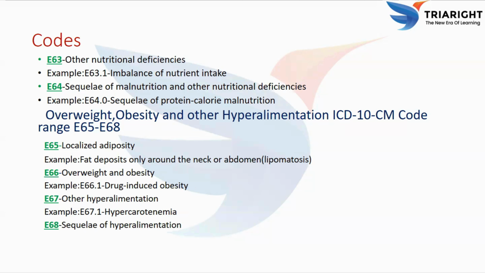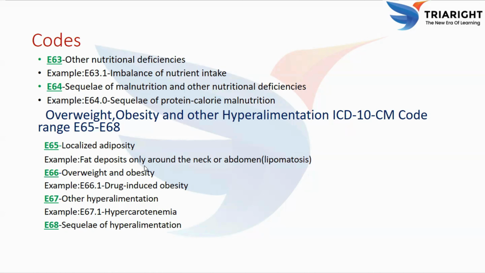Now next, coming to the E64 code, sequela of malnutrition and other nutritional deficiency. What is it? Sequela is a long-term consequence or after effect of previous malnutrition. Even after correcting malnutrition, the person might still suffer effects such as stunted growth, learning difficulties, and also organ damage. So whenever sequela of malnutrition is diagnosed in the patient, assign the code E64.